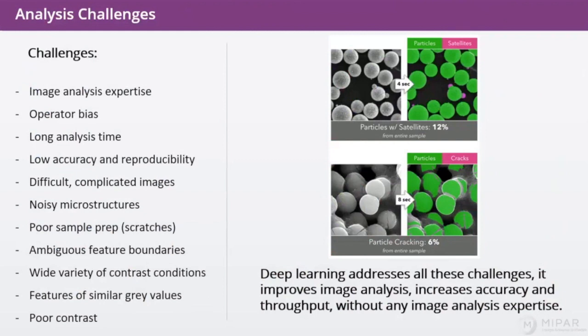A lot of the images, or sample preparations, are not perfect. They have maybe unclear features, unclear boundaries. Maybe it's difficult to focus on certain features, or you get some charging in an SEM. This is where a tool like MIPAR, and especially deep learning, is very helpful to make sure that all these features are accurately segmented, identified, and then a precise analysis can be performed.